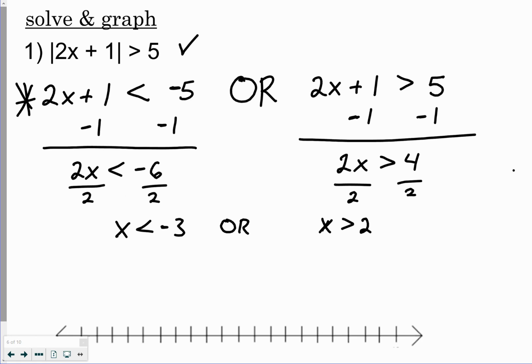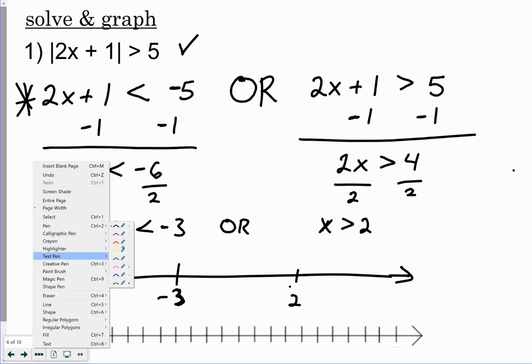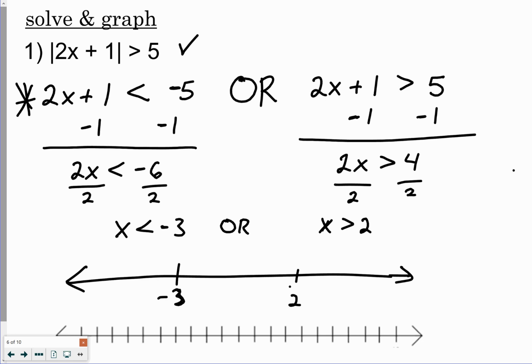Okay. So let's draw a quick little sketch. I know there was a number line there, but I want to show you how to do it just a little faster to save you some time when you go to your spots. All right. What kind of circle is going at negative 3? Open. What about at positive 2? Okay, now what direction am I moving for less than negative 3? To the left.